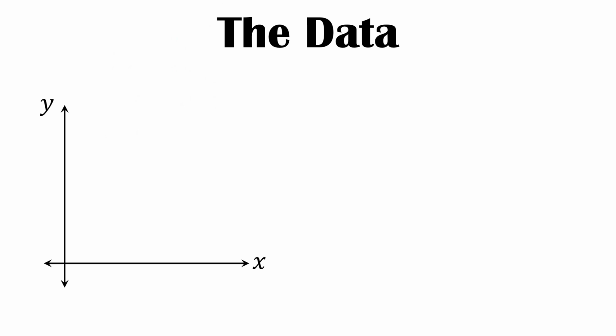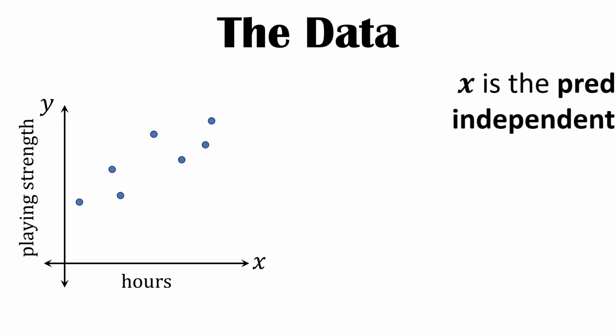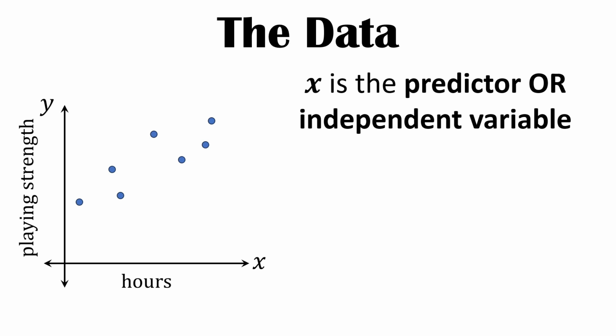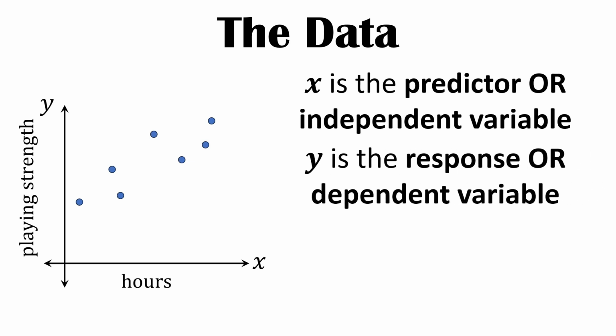So let's talk a bit about the data. Here on the left, you can see our coordinate system. On the horizontal axis, we're going to put the number of hours a student spent using the training program. On the vertical axis, their playing strength at the end of that 1-month period. And what do we call X and Y here? We call X the predictor or the independent variable. And Y is the response or dependent variable.